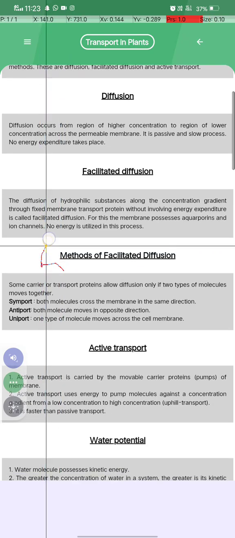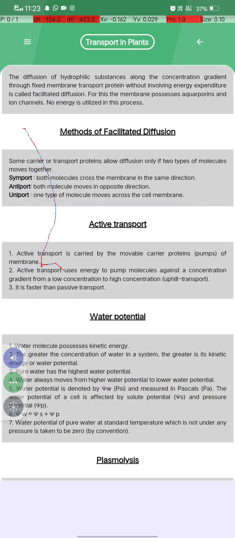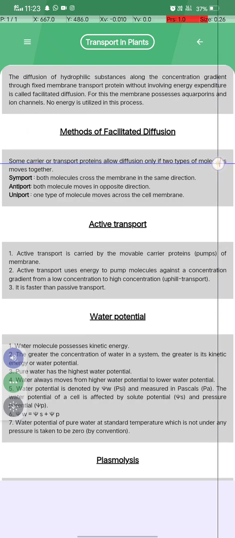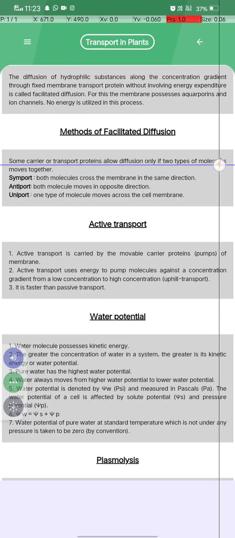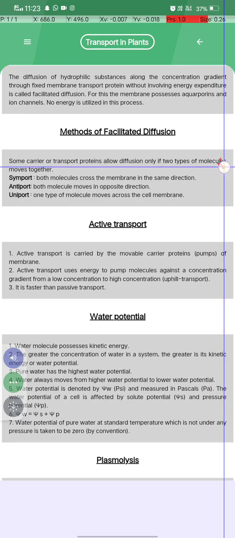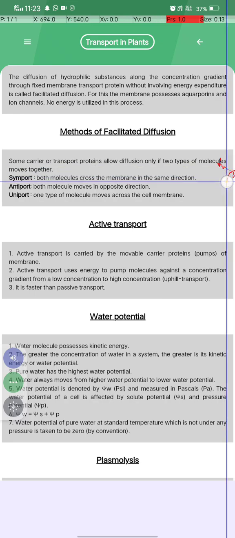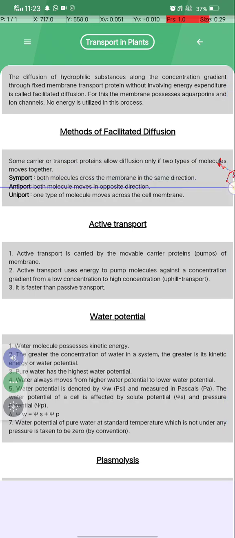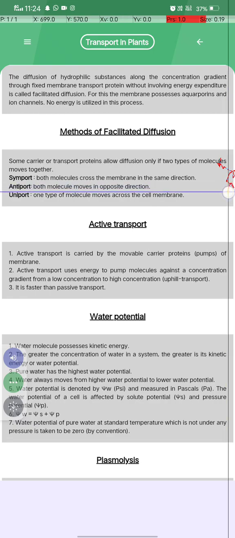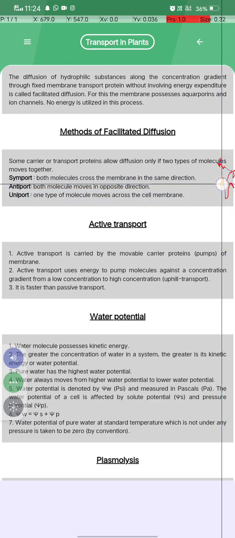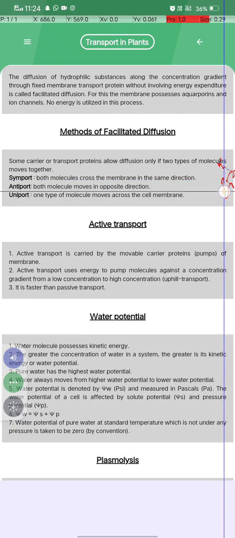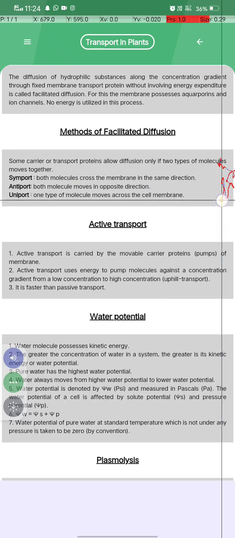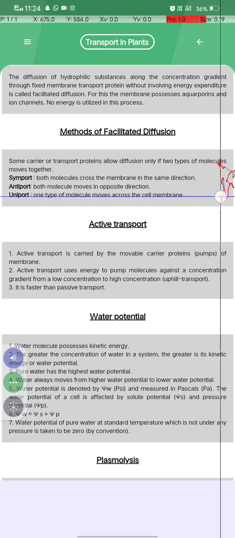Method of the facilitated diffusion. Okay, उसके बाद देखा जाए, some carriers or transport proteins allow the diffusion only if two types of molecules move together. First, symport, antiport and the uniport. Symport क्या होता है? Both molecules move across the membrane in the same direction. Antiport: both molecules move in the opposite direction. Uniport: one molecule moves across the cell membrane.